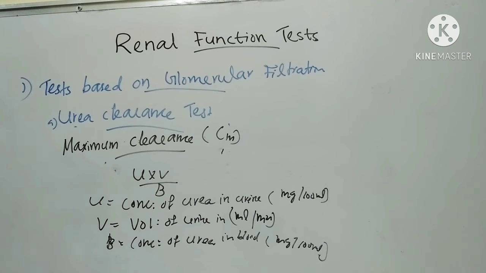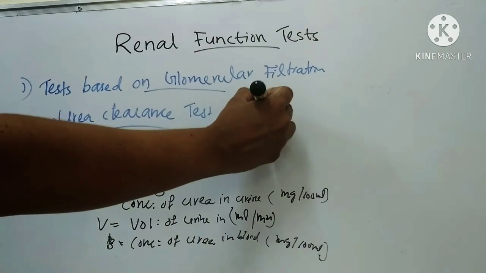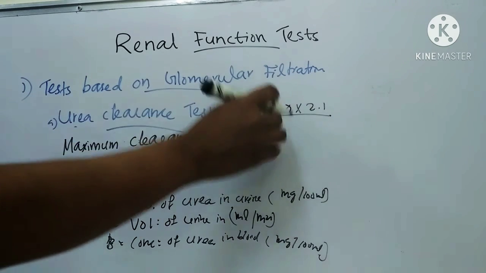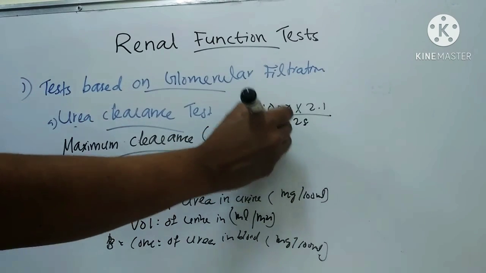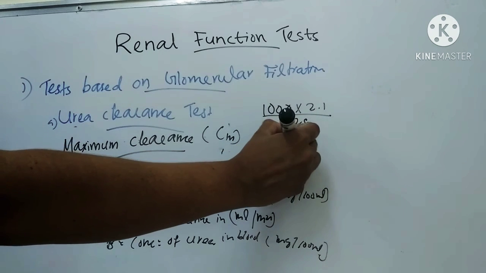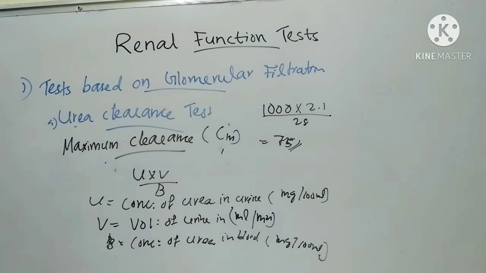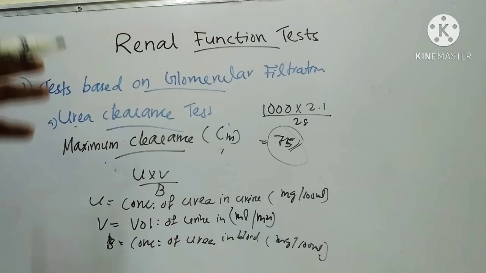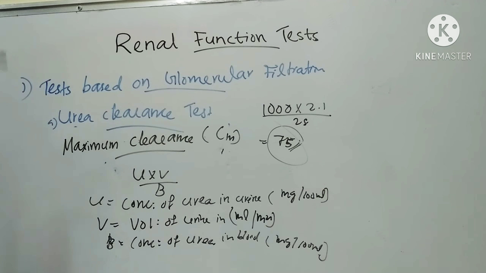By substituting average values, the number of ml of blood cleared of urea per minute equals 1000 into 2.1 divided by 28, which is equal to 75. It means that the amount of urea excreted in urine in 1 minute is equal to the amount found in 75 ml of blood.